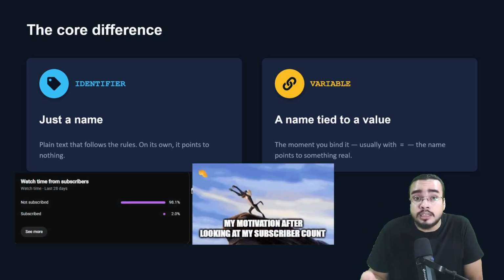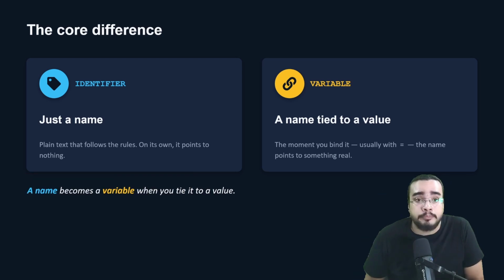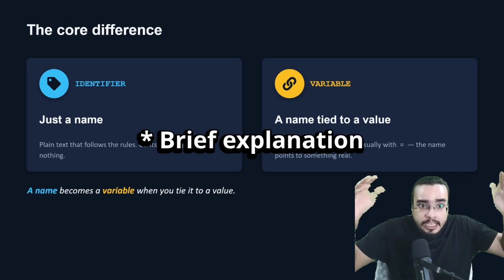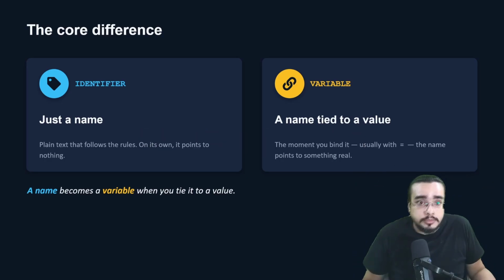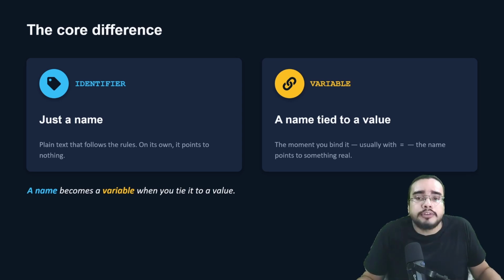We have already discussed the naming rules for an identifier. You can check out the video somewhere here. An identifier sits in your source code on its own, and it points to nothing. On the other hand, it becomes a variable the moment you tie it to a value, usually with an equal to sign that we just saw. The act of tying a name to a value is the whole point. Before it, you have a name. After it, you have a variable.